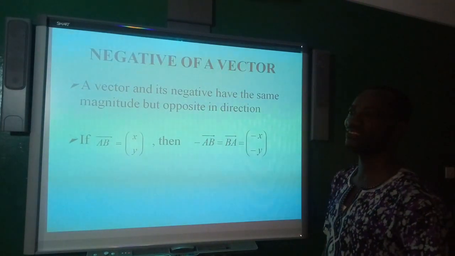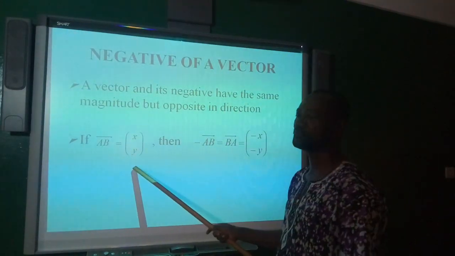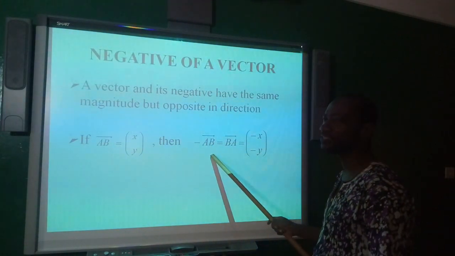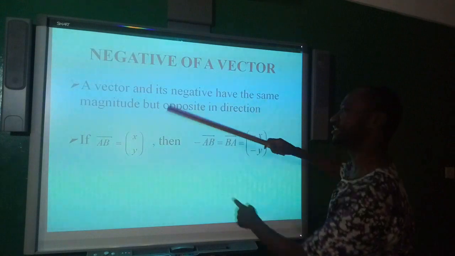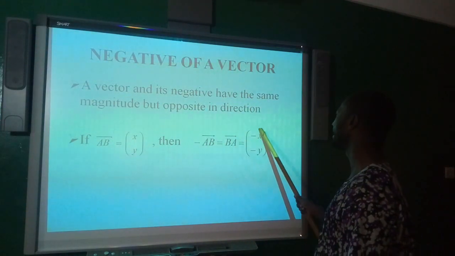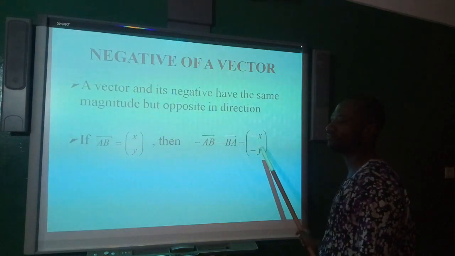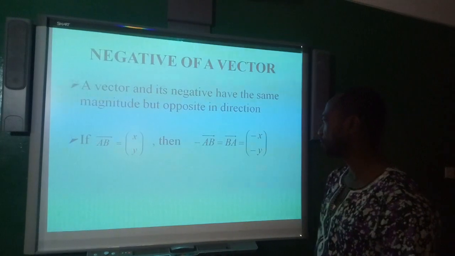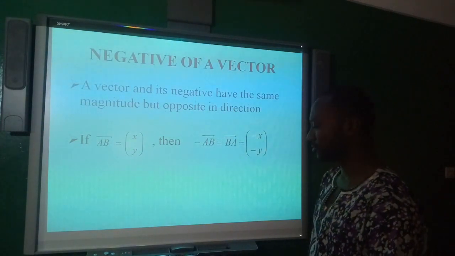So if you are given a vector AB in component form and you want to find its negative, that is negative of vector AB, because the direction is changed, it's going to give you what? BA. And then you have to negate the components of that vector. So just negate them and then you will finish. So let's take examples on this.